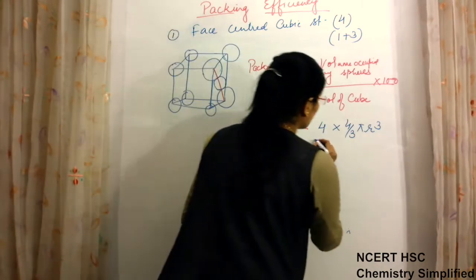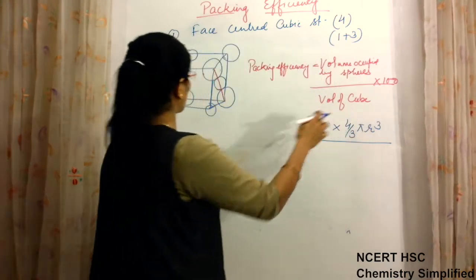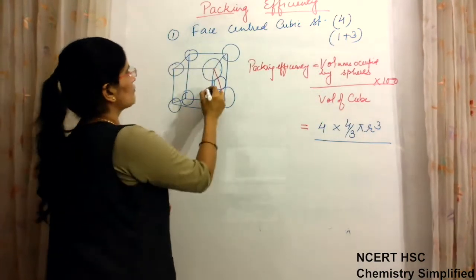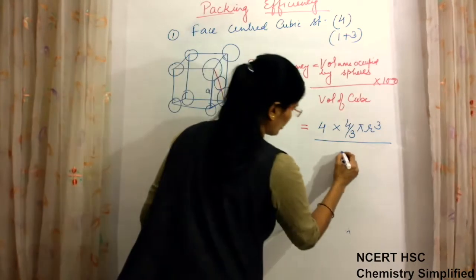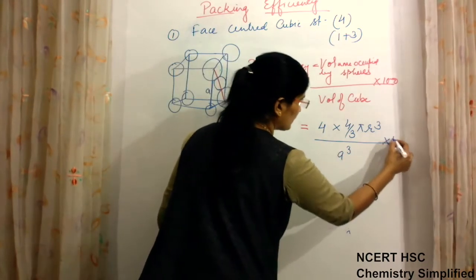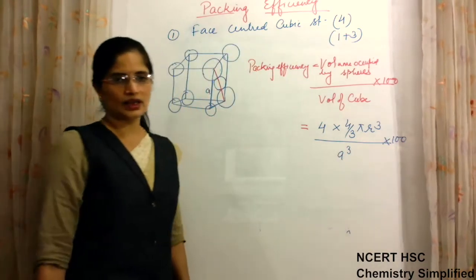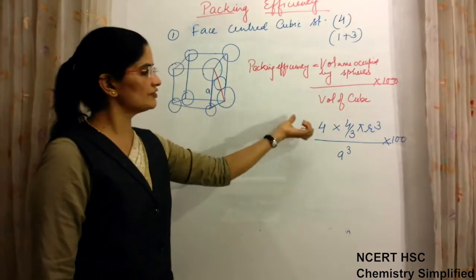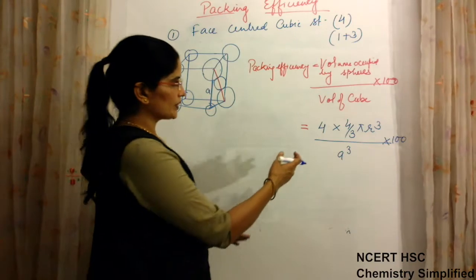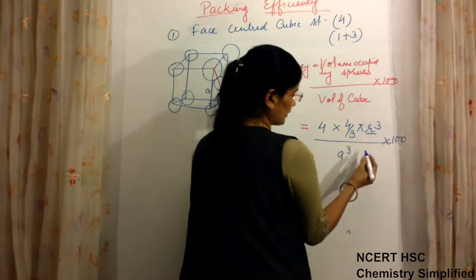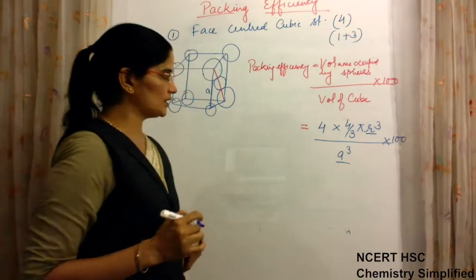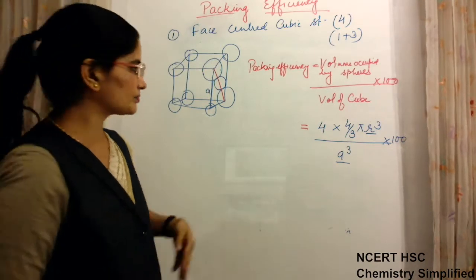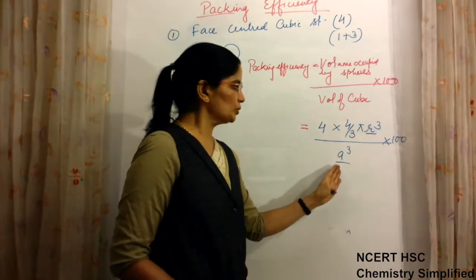Okay, divided by the volume of the cube. If this is a cube with side a, then its volume is a cube, multiplied by 100. This will be the formula which we are going to use to find out the packing efficiency. Now what is there in this formula? One of the variables is r and one of the variables here is a. These things we have to see.